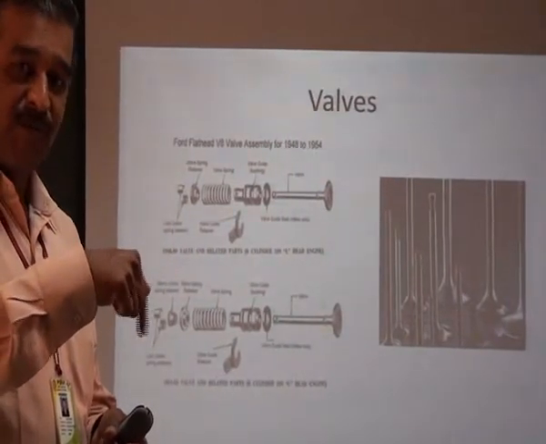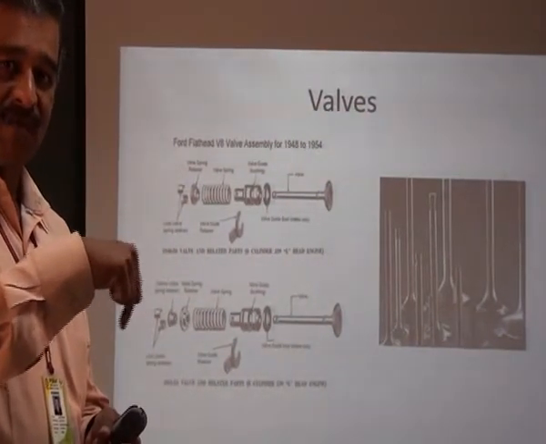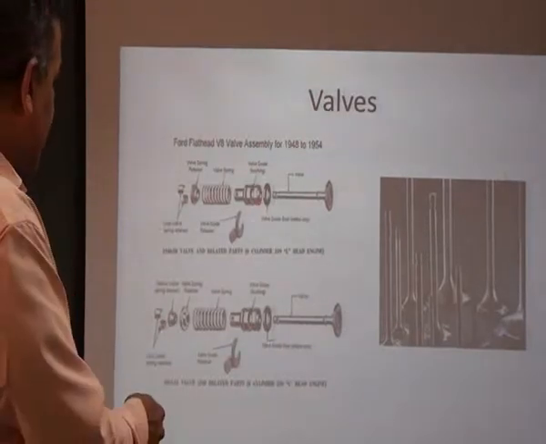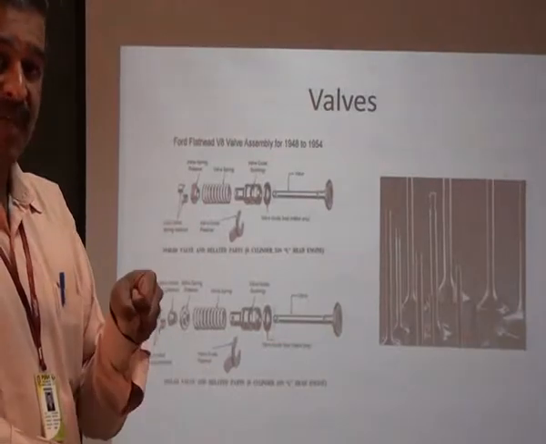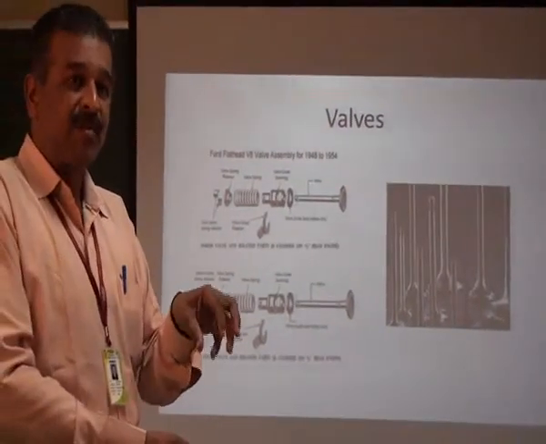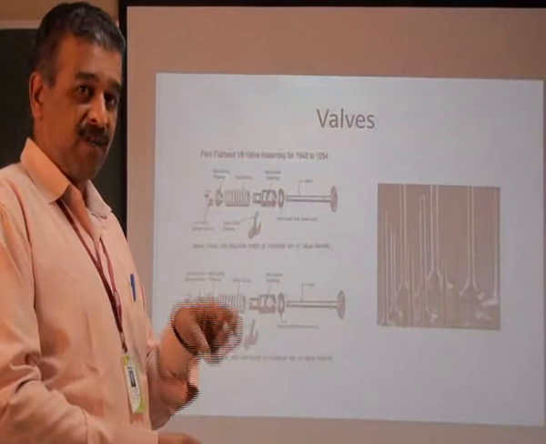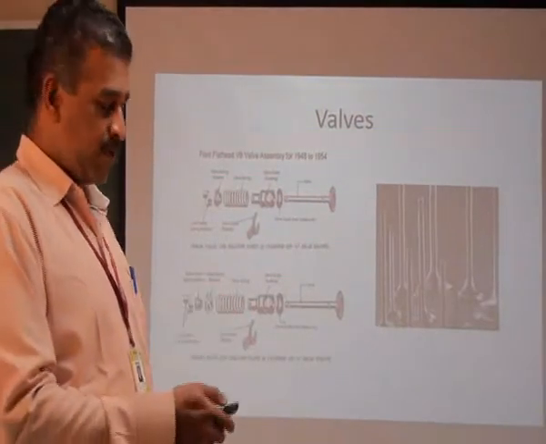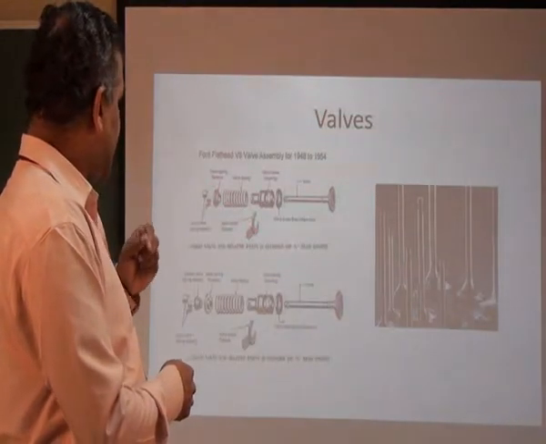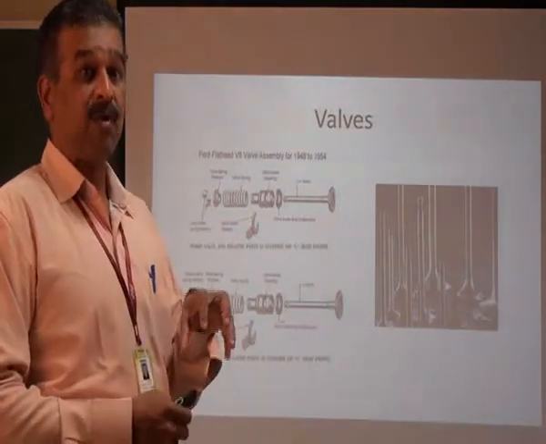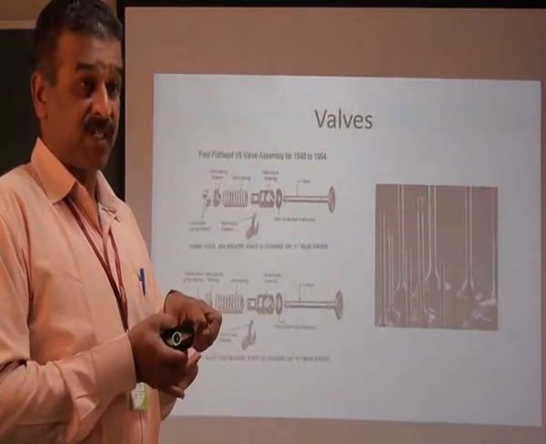It is not moving right, left or front, back like that. There is a valve guide seal. Spring, which is always making the valve to be closed, always keeping the valve closed. And this is the valve guide. Then the valve spring retainer. We have to retain the valve always in closed condition.